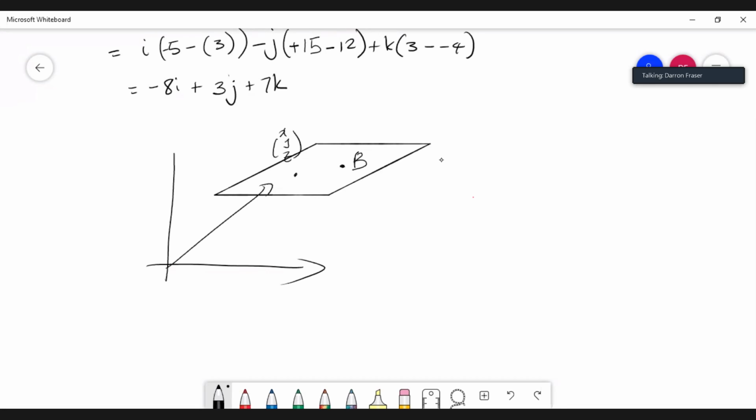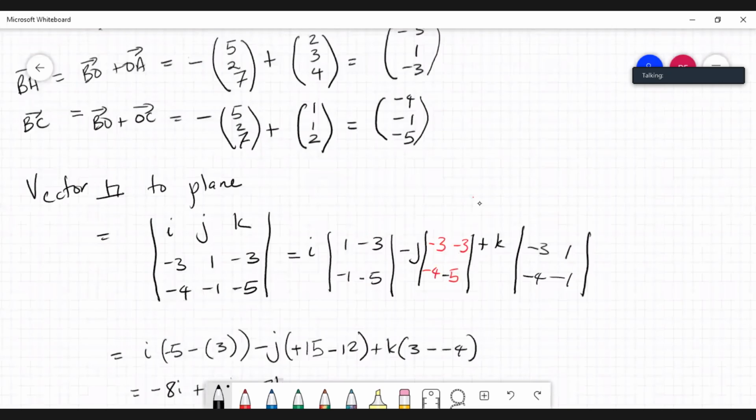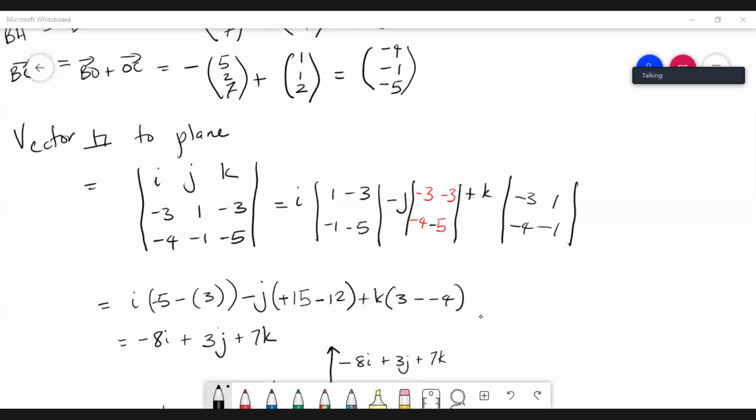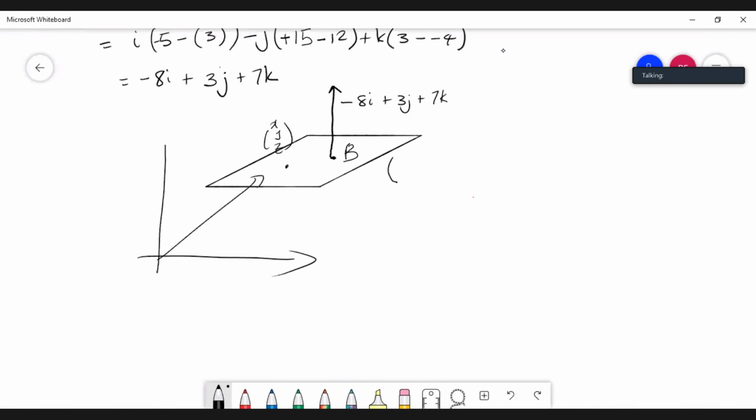So we found the vector because we found BA and BC. So we found that the vector that is perpendicular is minus 8i plus 3j plus 7k. Now this arbitrary vector that we have, which is any point in the line, this B here, B was 5, 2, 7. So this is OB, 5, 2, 7.